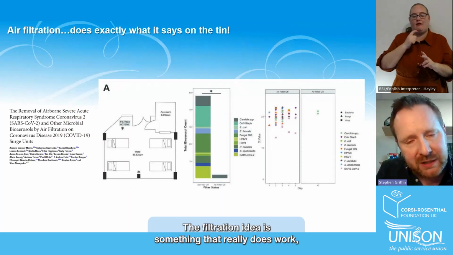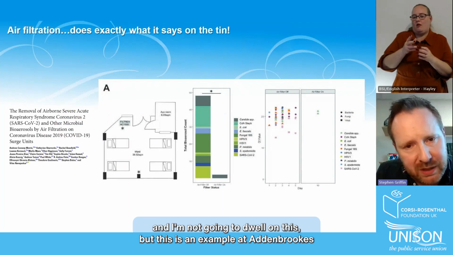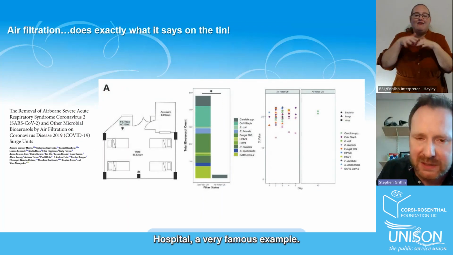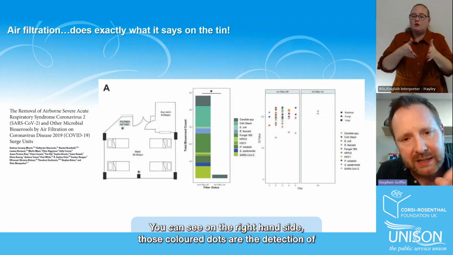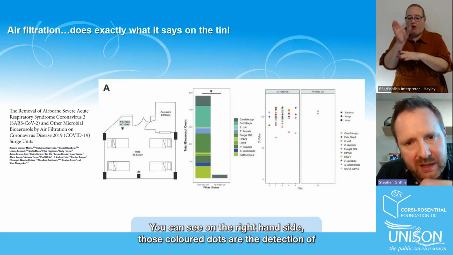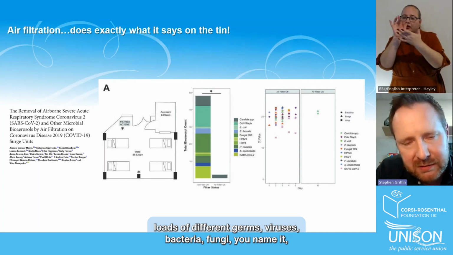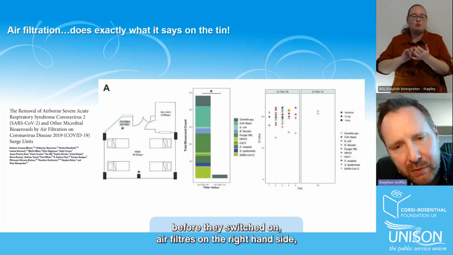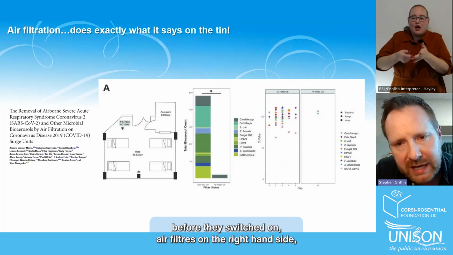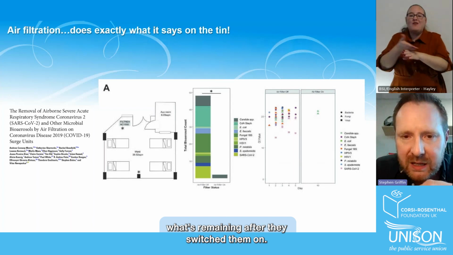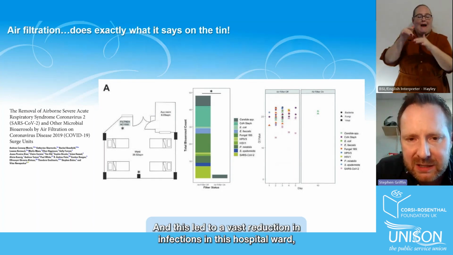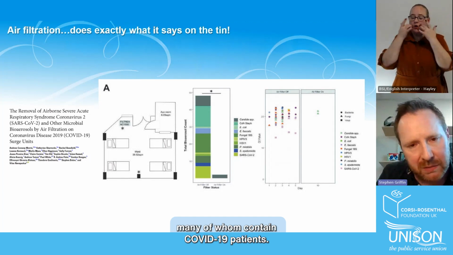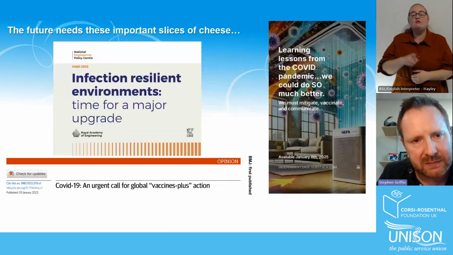The filtration idea is something that really does work, and I'm not going to dwell on this, but this is an example at Addenbrooke's Hospital, a very famous example. You can see on the left-hand side, those coloured dots are the detection of loads of different germs, viruses, bacteria, fungi, you name it, before they switched on air filters. On the right-hand side, what's remaining after they switched them on. And this led to a vast reduction in infections in this hospital ward, many of whom contained COVID-19 patients.